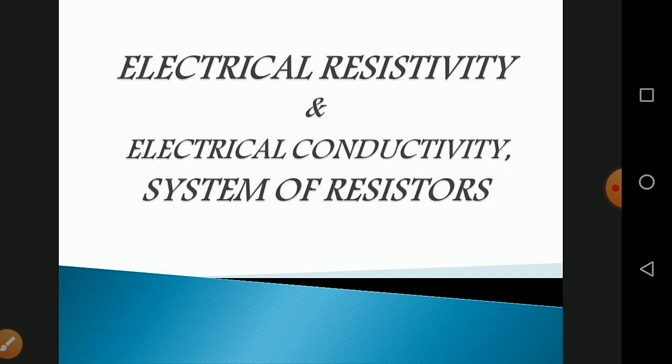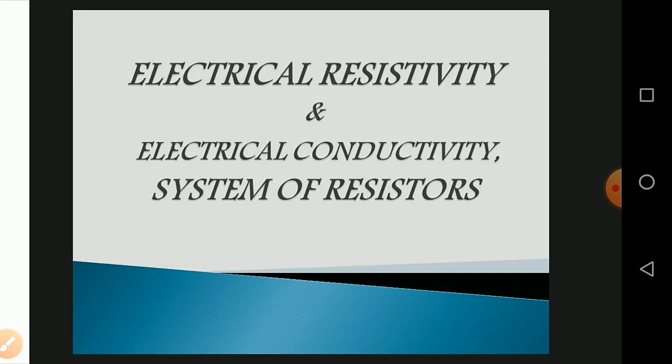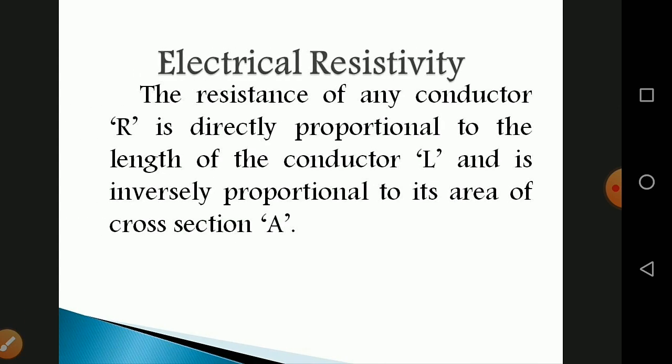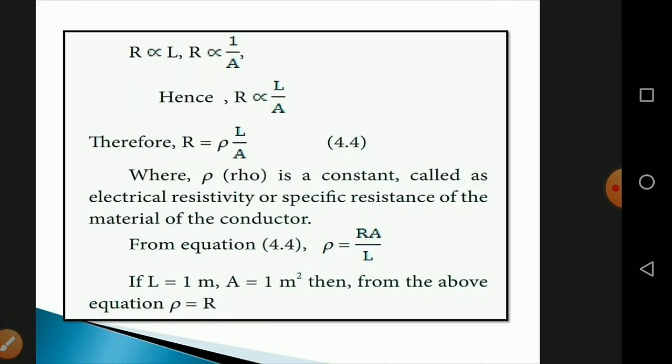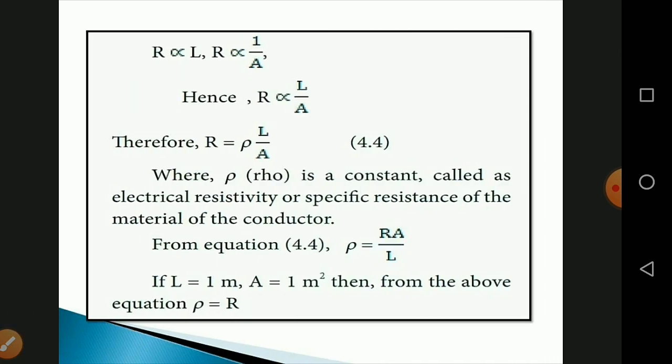Resistivity is a measure of the resisting power of a specific material to the flow of an electric current. The resistance of any conductor is directly proportional to the length and inversely proportional to the area of cross section. So R is directly proportional to L, and R is inversely proportional to area of cross section. Hence R is directly proportional to L divided by A.